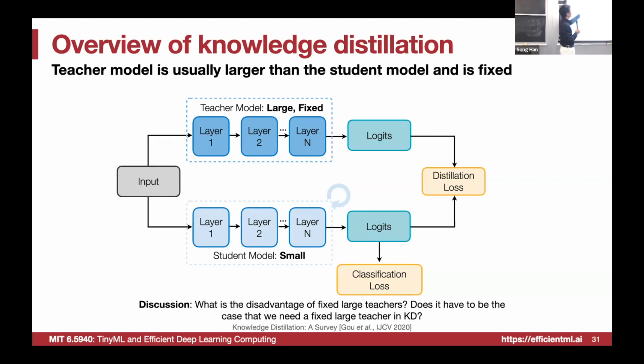Previously, we needed a large and fixed teacher model. That one is never updated, while we're just updating this small student model. So what is the disadvantage of this fixed and large teacher? Does it have to be the case that we need a fixed large model during knowledge distillation? Can we open the box by either making the teacher improve or completely getting rid of the teacher? That's what we are trying to solve.